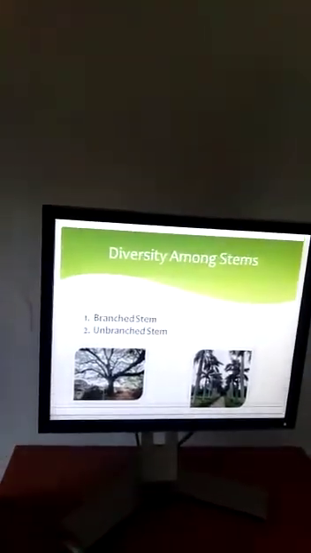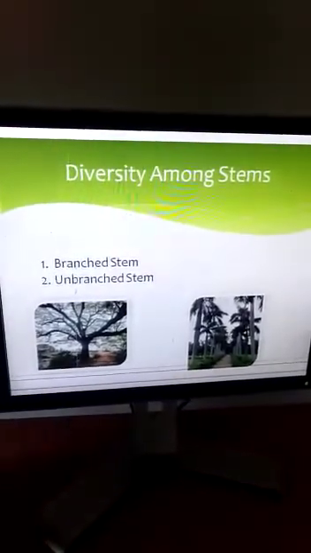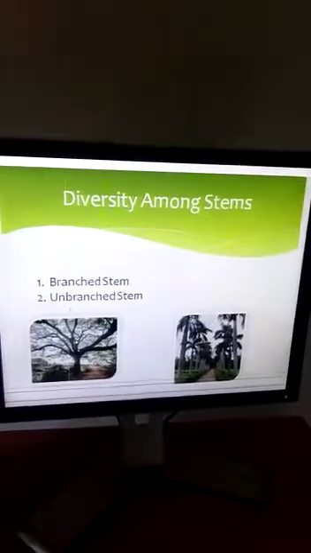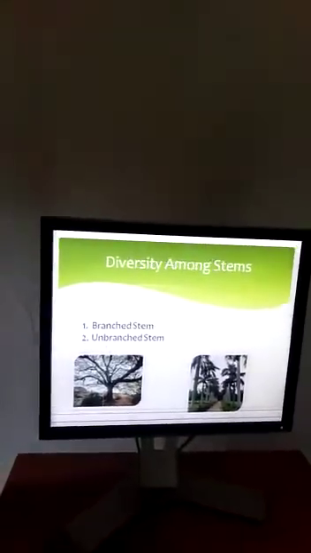Diversity among the stems. There are two types of stems in the plant. They are branched stem and unbranched stem. This is the plant with a branched stem and this is the plant with an unbranched stem.